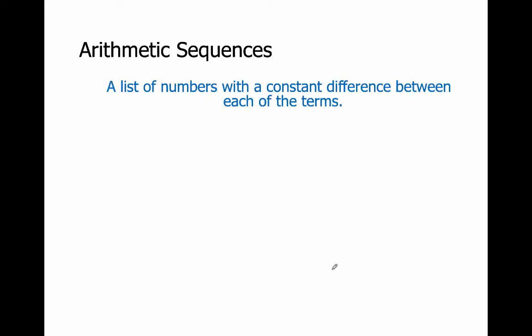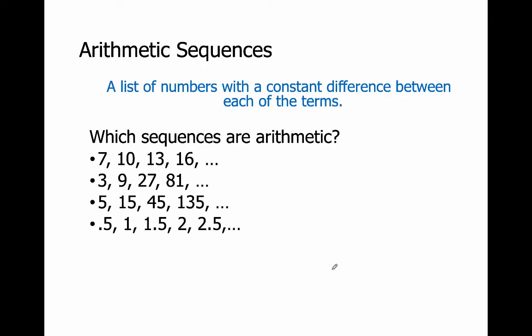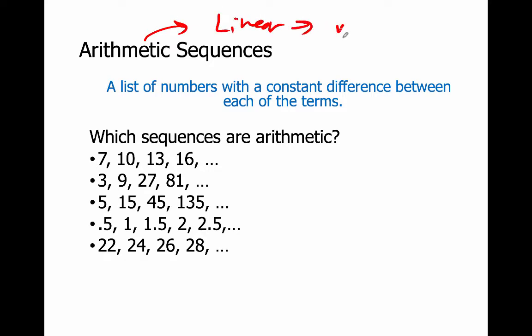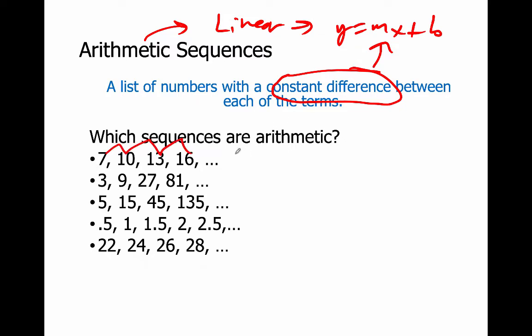Arithmetic sequences, there's a common difference. An arithmetic sequence is just a linear sequence, okay? So your arithmetic is linear, which means you're talking about y equals mx plus b. Constant difference or common difference is basically just the slope. So which of these are arithmetic? Up 3, up 3, up 3. We're adding the same thing. So our common difference is 3.